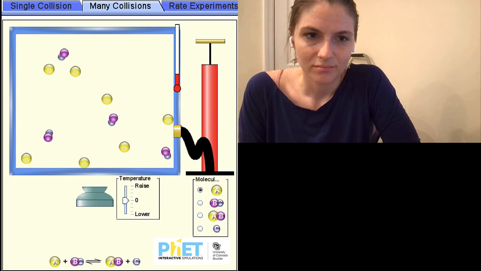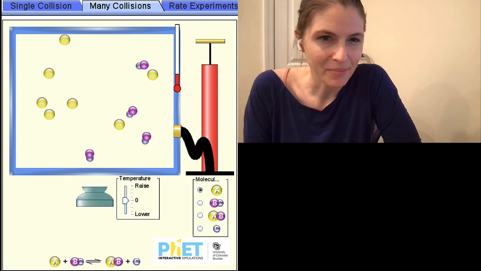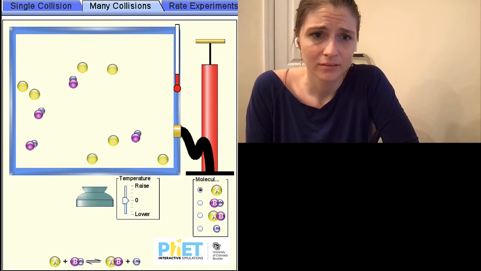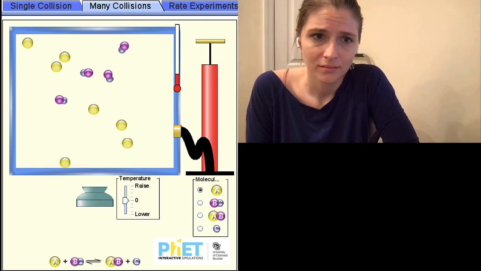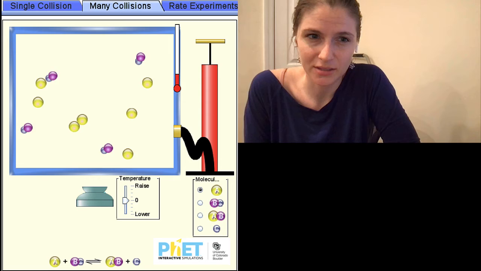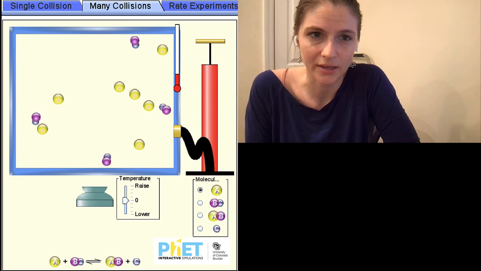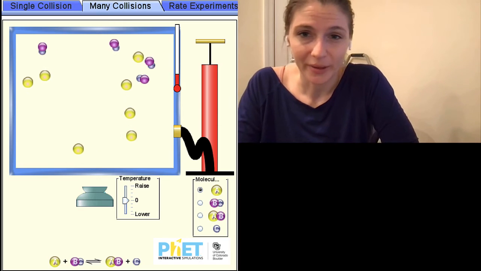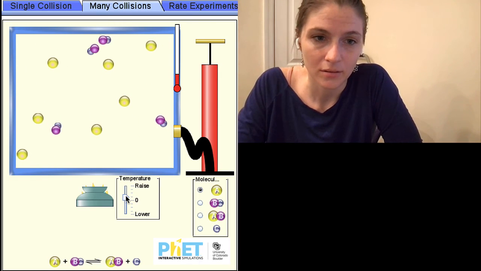But I don't really see anything happening. The particles are hitting each other, but they're not changing, right? I still see purple stuck to pink. I still see yellow by itself. So let's try and raise the temperature a little bit. I can do that over here.